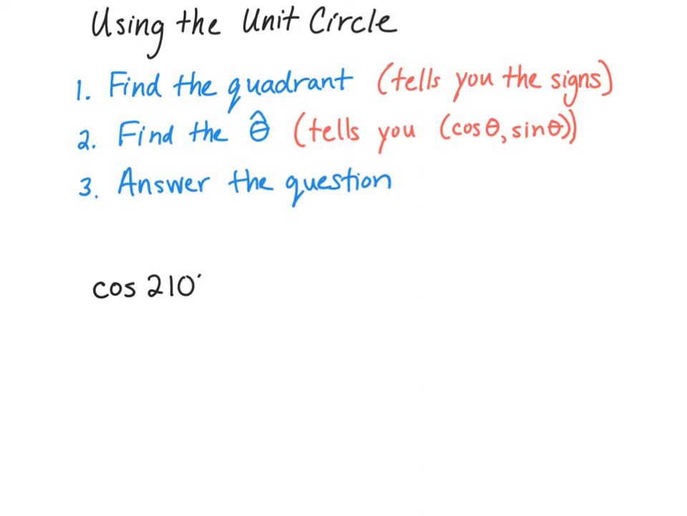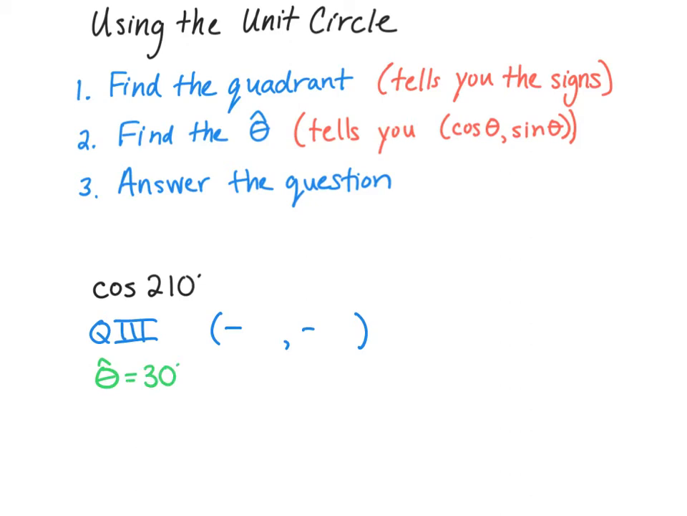Cosine of 210 degrees. I look at 210 and I think about the quadrant. Well, that's in quadrant 3. And I know that all my ordered pairs in quadrant 3 are negative, negative. So that's what I know just from the quadrant. Then I think about 210, and because it's in quadrant 3, I do 210 minus 180, or I think about how far 210 is from 180, and I figure out that my reference angle is 30 degrees.